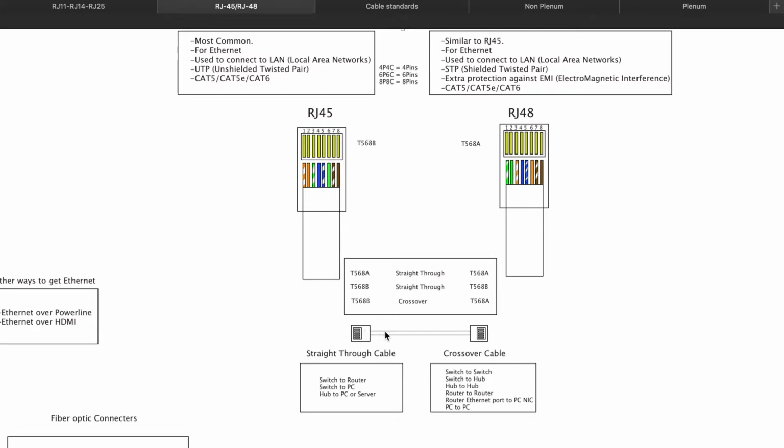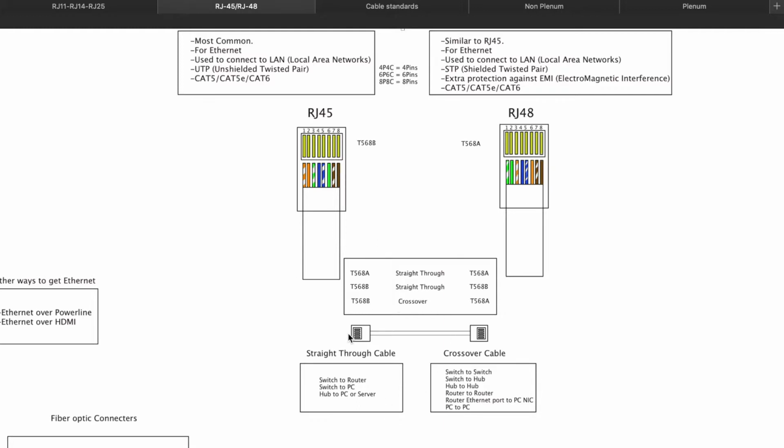Now, if you have a wire going through and you have the plugs and the color coding on both ends as a T568A on here and a T568A on this side, then you got yourself a straight through cable. This side could also be a B, and this side could be a B, and you still have a straight through cable. Straight through cables are used for devices that are not alike, such as a switch to a router, a switch to a PC, a hub to a PC or a server.